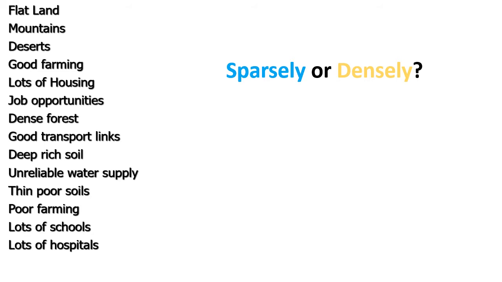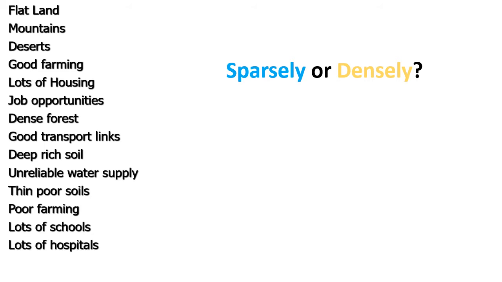Why do some places have lots of people living in them, densely? Why do some places have very few people living in them, sparsely? Look at the list on the left, pause this presentation and decide which ones describe a densely populated place and which ones describe a sparsely populated place.